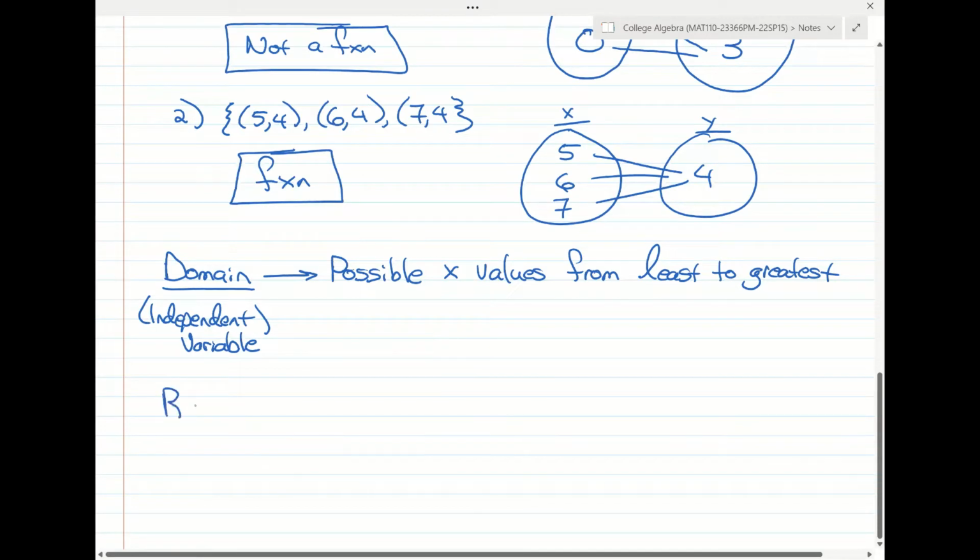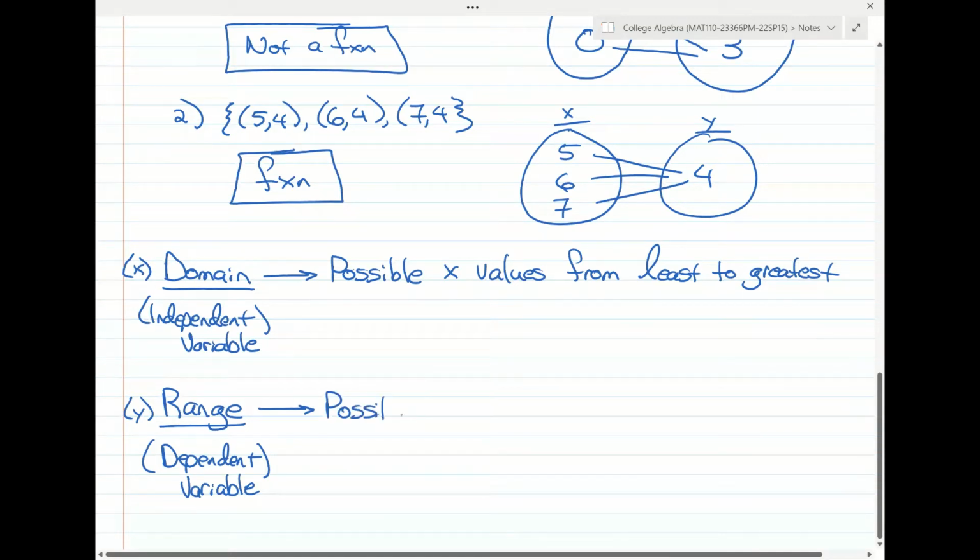We also have what's called the range. Range is sometimes called the dependent variable. If the domain is x, range is y. Range would just be possible y values, least to greatest.